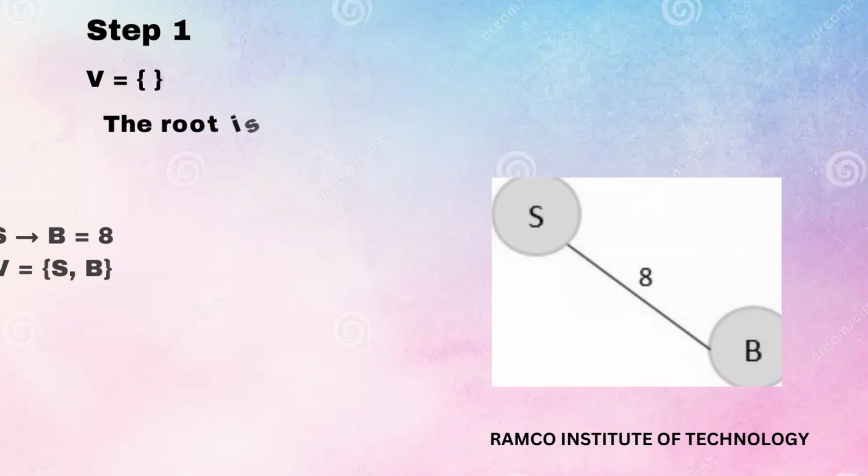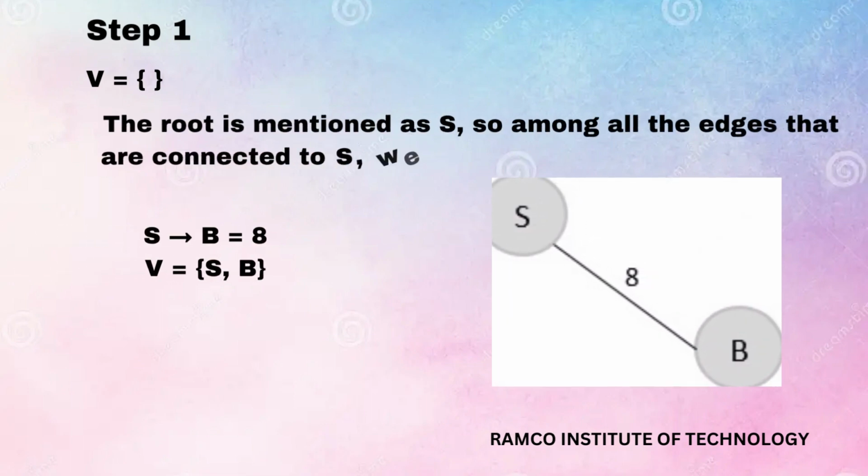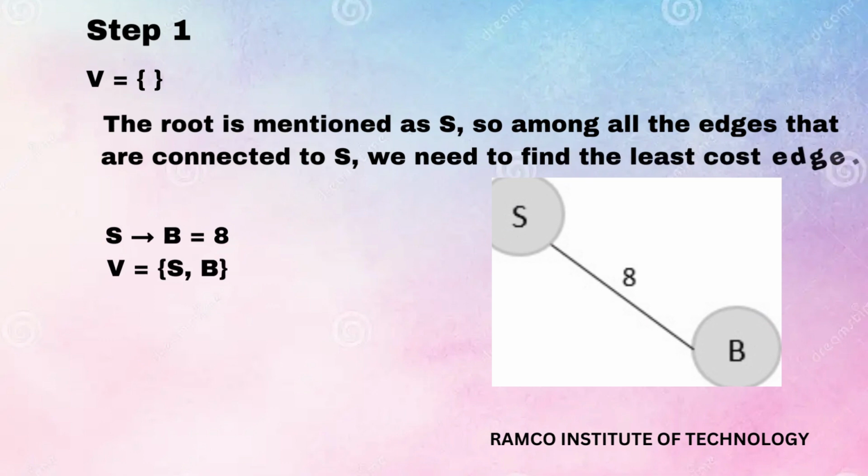Solution. In step 1, we need to create a visited array to store all the visited vertices. The root is mentioned as S. Among all the edges that are connected to the root S, we need to find the least cost edge. Among all the edges, the least cost is S to B. So S to B is added into the output graph. Then the output array contains S, B vertices.